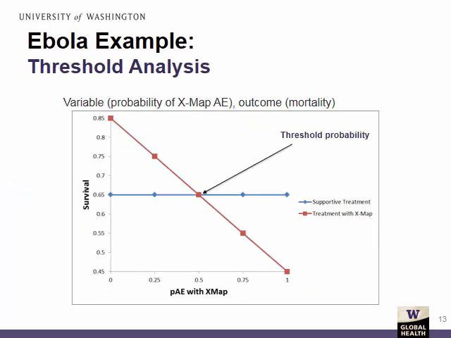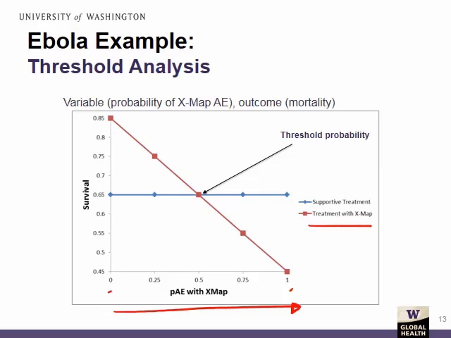Now what if we increase the axis on this scale and vary the probability of adverse events for XMAP from 0 to 1, which means that everyone would get an adverse event? Now you will see that at some point treatment with XMAP becomes terrible. It becomes bad because too many people get adverse events, and if they get adverse events, they incur a higher probability of mortality.